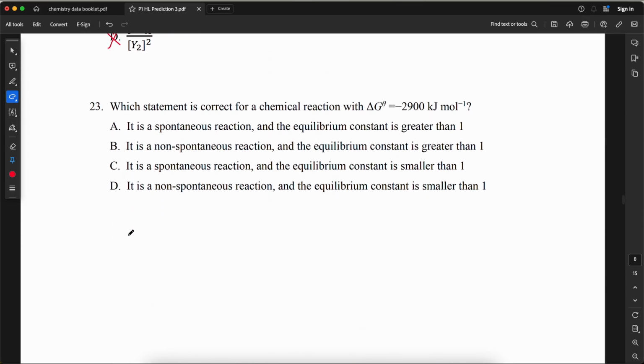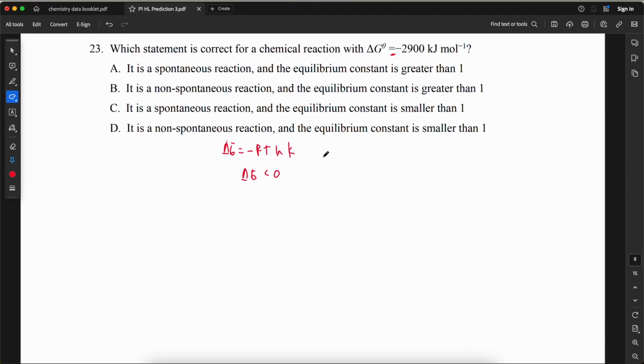Which statement is correct for a chemical reaction with delta G equal to -2900 kilojoule per mole? As we know, delta G is -RT ln K. It should be a spontaneous reaction because delta G is negative. So delta G would be smaller than 0, and negative RT ln K would be smaller than 0. RT ln K bigger than 0, right? R and T are always positive because R is a constant and T is an absolute scale. Therefore, ln K bigger than 0, so K bigger than 1. The answer is A. It is a spontaneous reaction and the equilibrium constant is greater than 1.